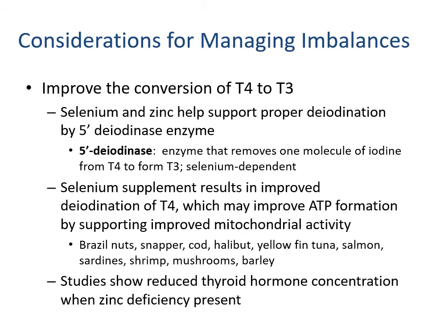To improve the conversion of T4 to T3, selenium and zinc help support proper deiodination by 5-deiodinase enzyme. And so 5-deiodinase is the enzyme that removes one molecule of iodine from T4 to form T3, and it is selenium dependent. And selenium supplements result in improved deiodination of T4, which may improve ATP formation by supporting improved mitochondrial activity. And so sources of selenium include Brazil nuts, snapper, cod, halibut, yellowfin tuna, salmon, sardines, shrimp, mushrooms, and barley. And so studies show reduced thyroid hormone concentration when zinc deficiency is present.